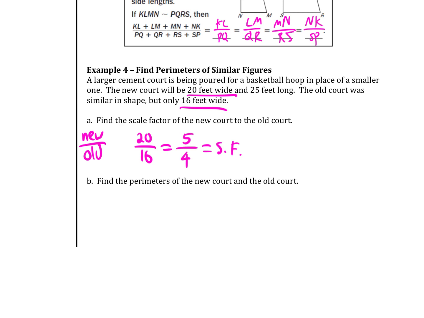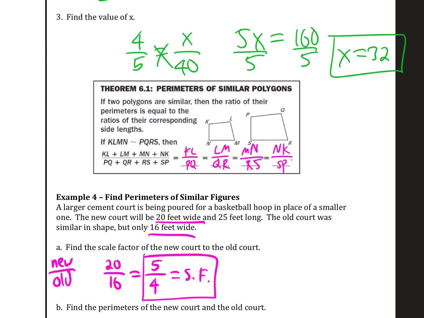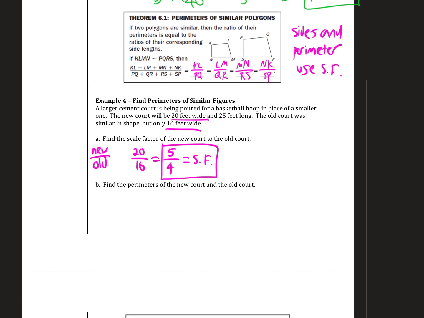This is going to be the comparison between the lengths of the sides. It's also going to be the ratio between the perimeters of the two shapes, okay? So that's the scale factor for sides, and so let's write that up here. Let's write sides and perimeter use scale factor, okay? Sides and perimeter both use the same scale factor.